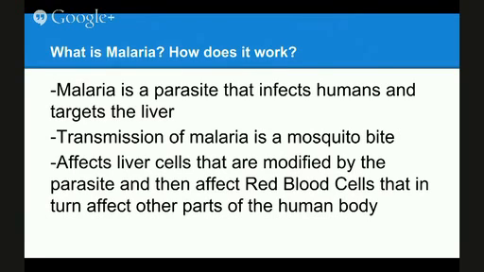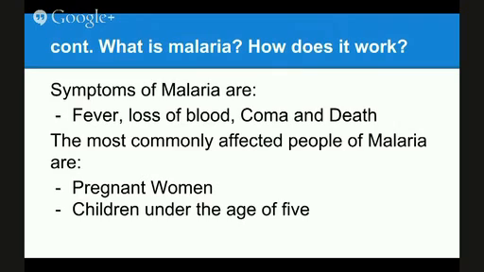So we know that malaria is a parasite that infects humans and targets the liver. This malaria is transmitted by mosquito bites. It initially affects liver cells. Once those liver cells are affected, they are modified and then enter the bloodstream and affect red blood cells, and then in turn affect other parts of the human body. Common symptoms of malaria are fever, loss of blood, coma, and death. The most commonly affected people with malaria are pregnant women and children under the age of 5.